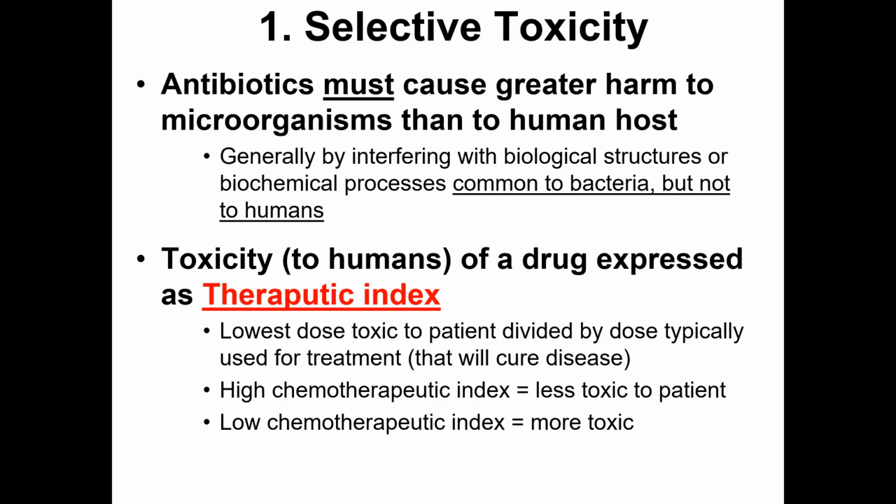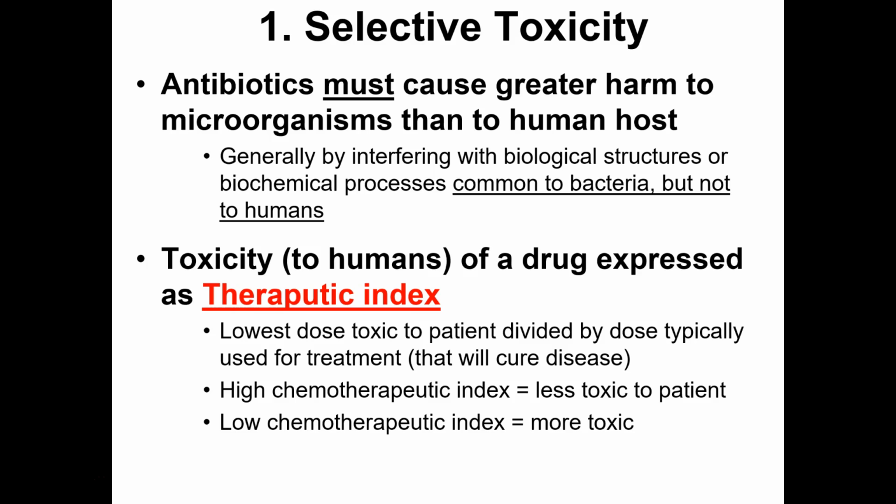So to calculate that, you need to know the lowest dose toxic to the patient. So how much can you give somebody before it hurts them? Divided by the dose typically used for treatment. Okay, so big number divided by little number. So you end up with an inverse scale.